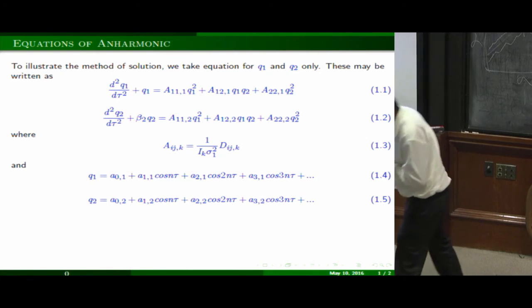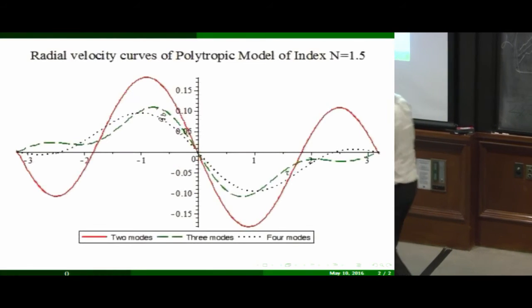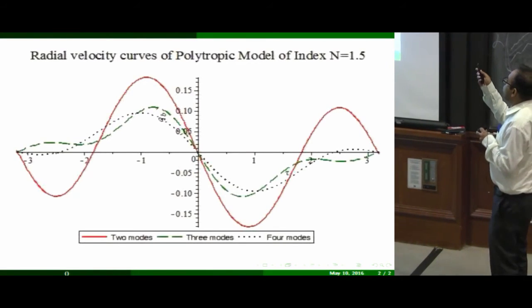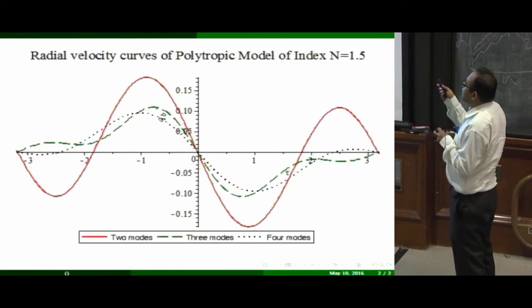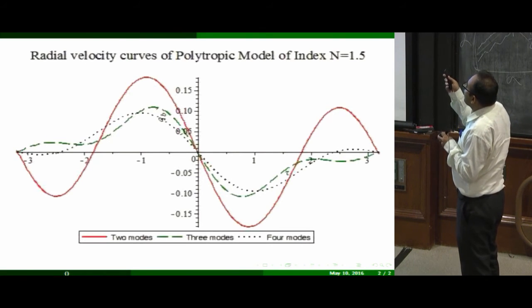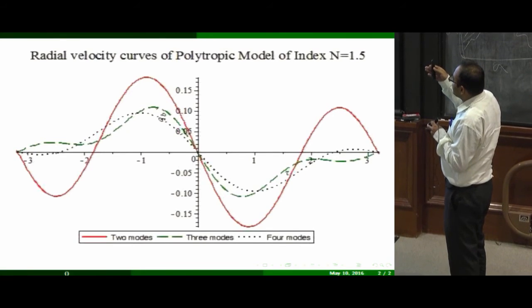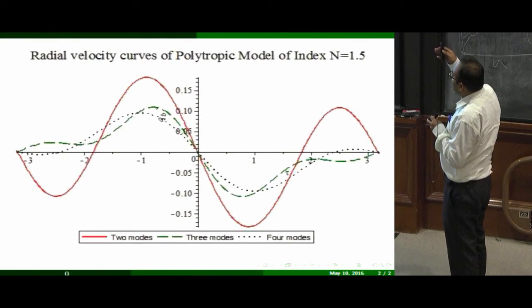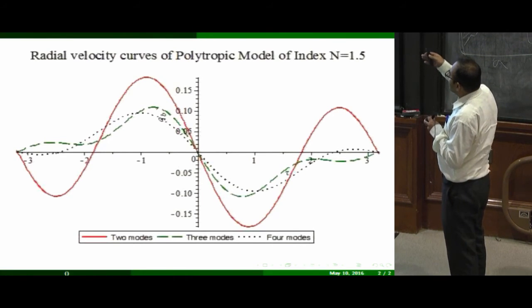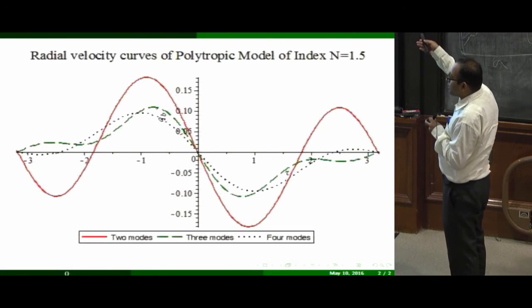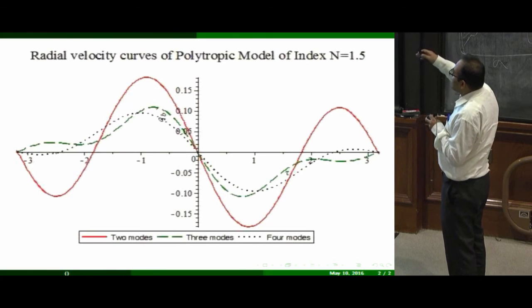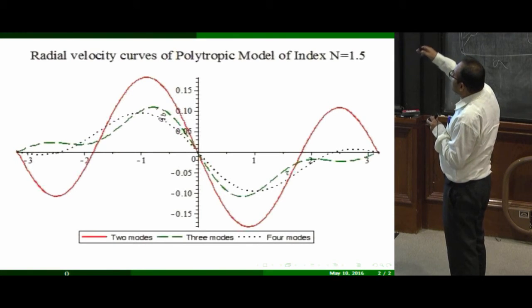Next slide. By finding the data of these two equations, I plotted the graph in Maple software and found the variation. I have taken 2 mode, 3 mode, and 4 mode. Similarly, for the equation I have generated, that is for 2 mode. Similarly, I have generated the equation for 3 mode and 4 mode.